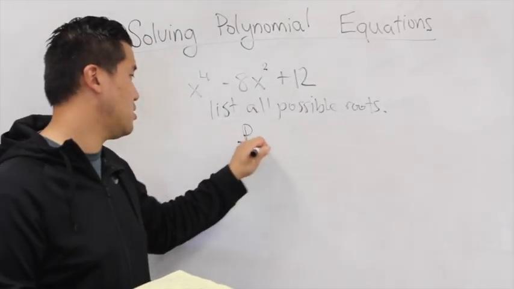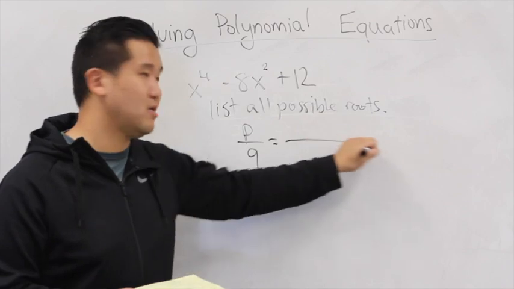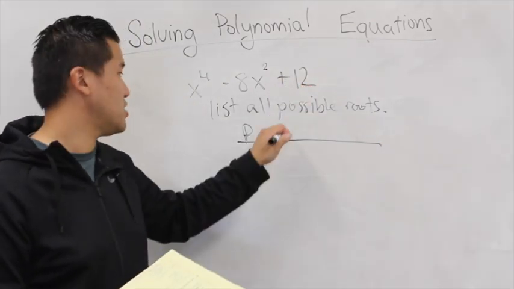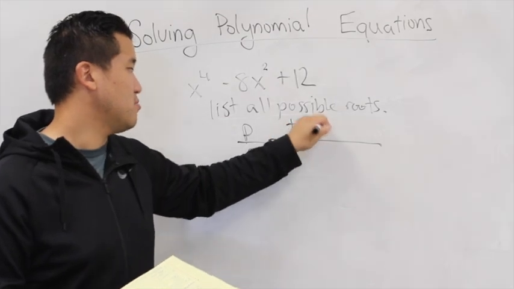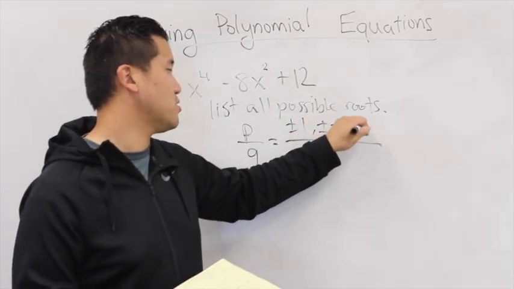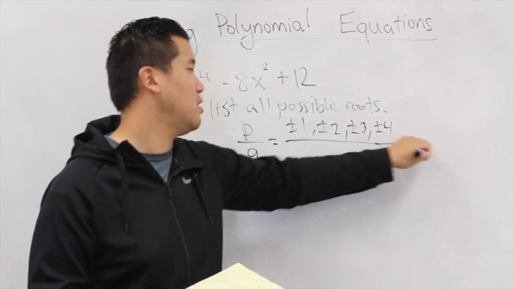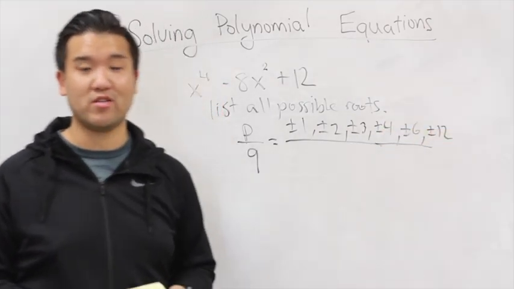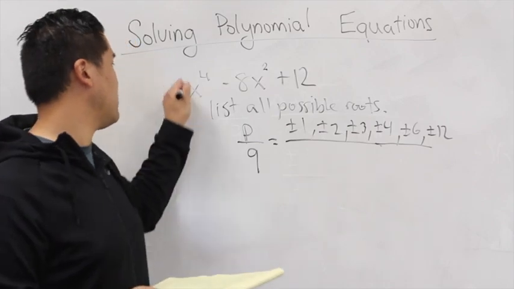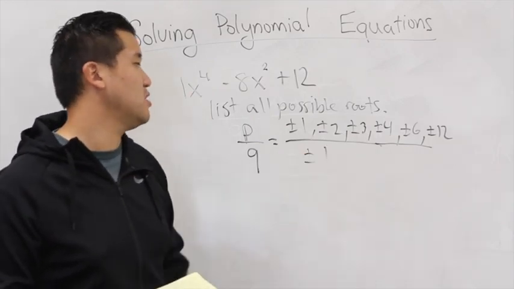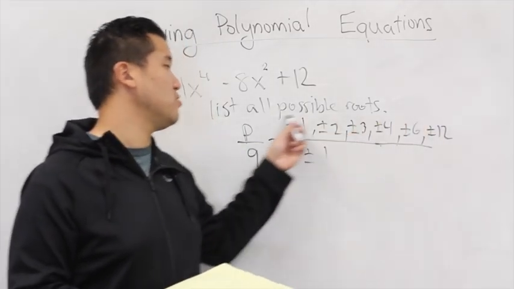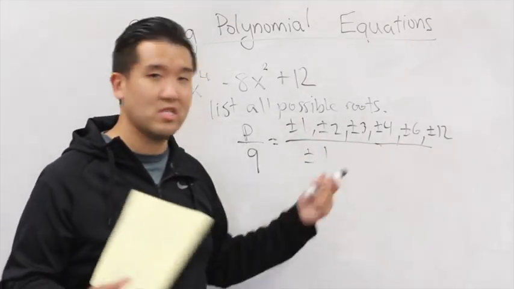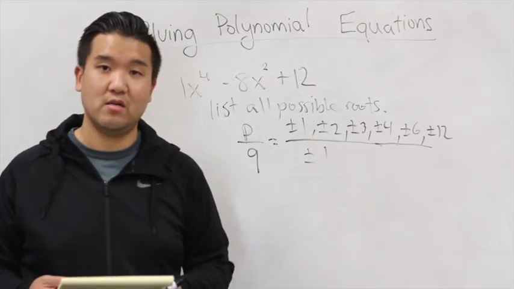P over Q. What does Q represent? Good, your factors of your constant value, which is 12, so write them all out. Plus or minus 1, plus or minus 2, plus or minus 3, plus or minus 4, plus or minus 6, plus or minus 12. Those are all my factors for 12, and then here, factors of 1, which is plus or minus 1. So these are my possible zeros. If I divide each one by 1, doesn't matter, we just get the top guy here.